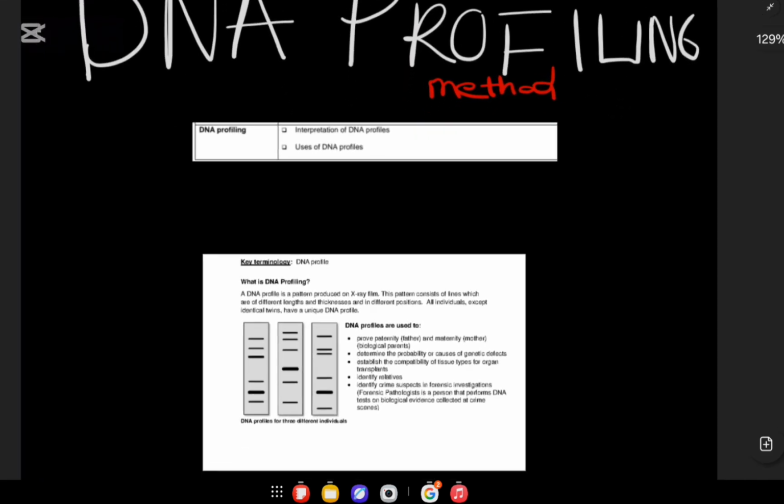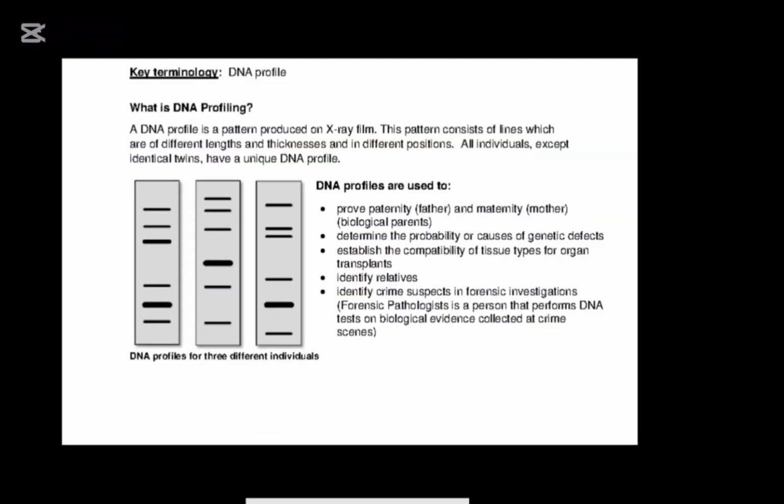So, a DNA profile can be defined as a pattern produced on an X-ray film. This pattern consists of lines which are of different lengths and thicknesses. As you can see here, this one is thicker than this one. And different positions. As you can see, these bars are at different positions. All individuals except identical twins have a unique DNA profile.